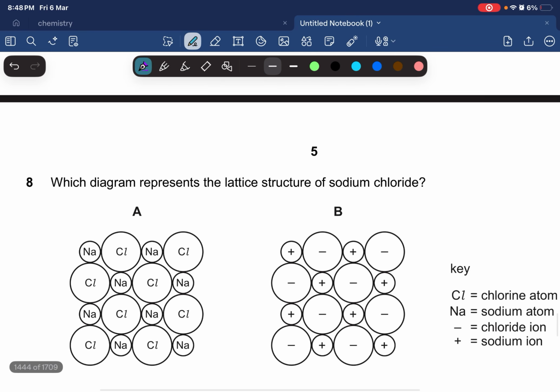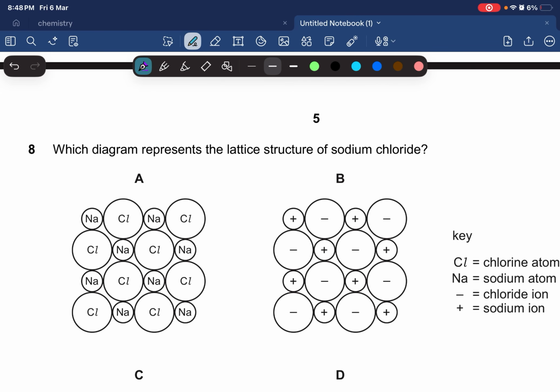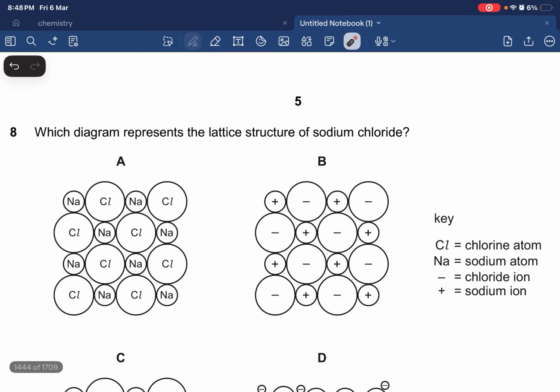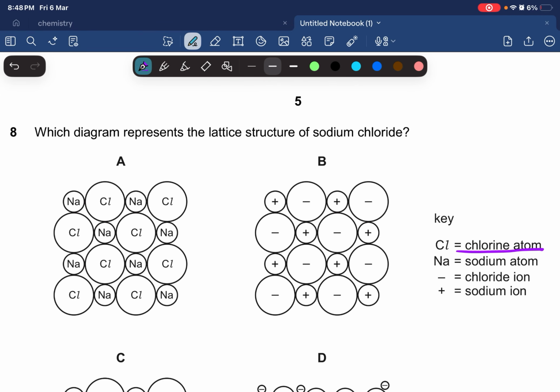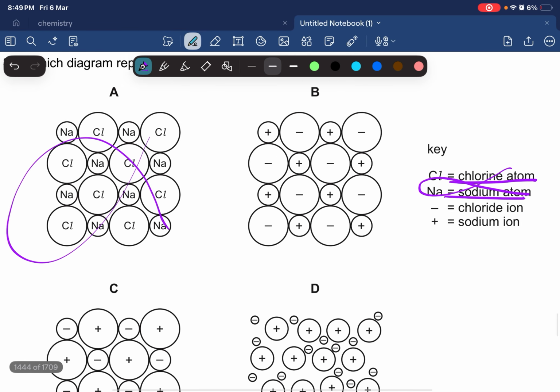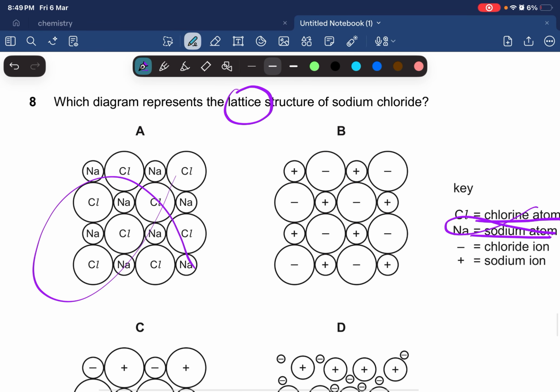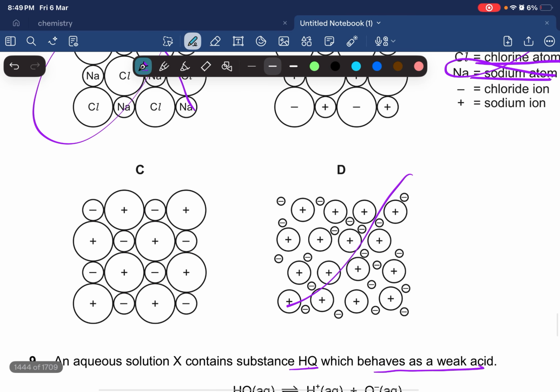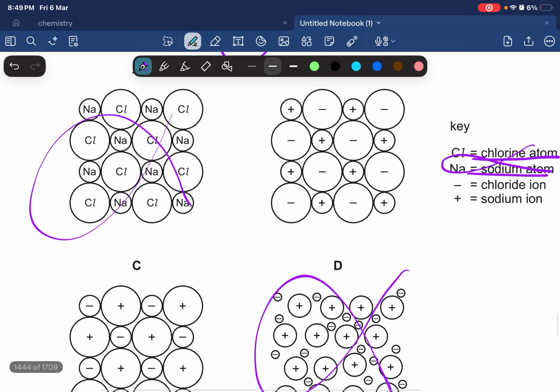Well, next question: which diagram represents the lattice structure of sodium chloride? Okay, the lattice structure of sodium chloride. Why would there be chlorine atoms and sodium atoms in sodium chloride? We don't deal with atoms, so straight away cross out wherever I can see atoms. Secondly, we're dealing with a lattice structure. Lattice means there's going to be a regular arrangement. This seems like a very irregular arrangement.